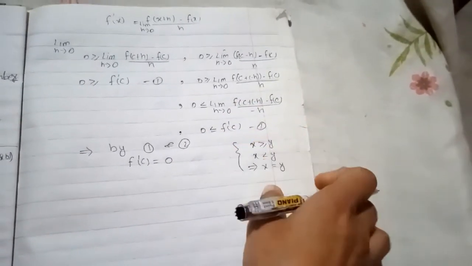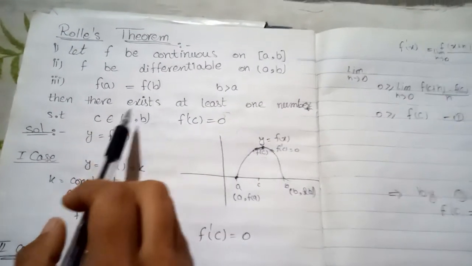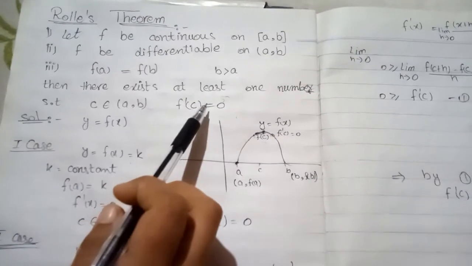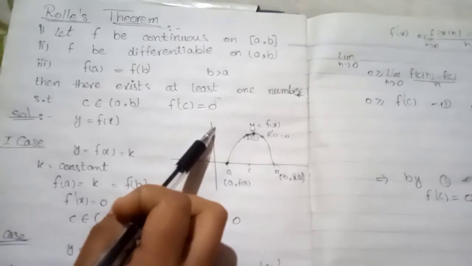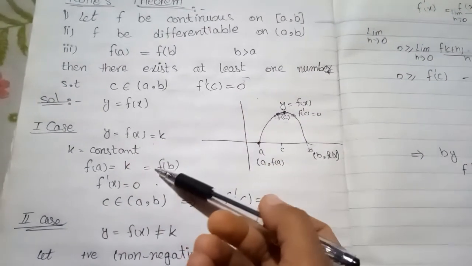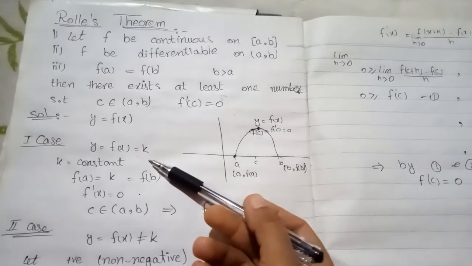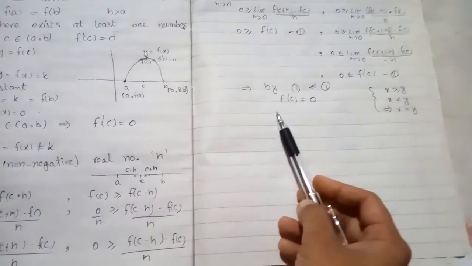So we have solved the question: if we have these three conditions, then there must exist at least one number in the interval at which the derivative of the function is 0. And we have two cases. First, the function is equal to a constant, and the other is when the function is not equal to a constant, and we can use the properties, and we show that the derivative of the function at that point is equal to 0.